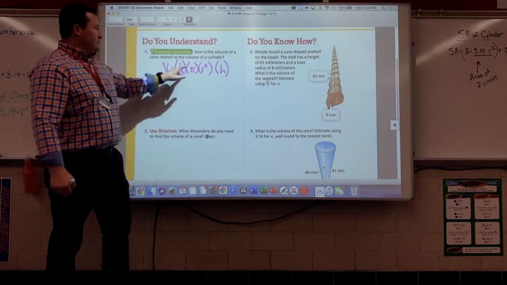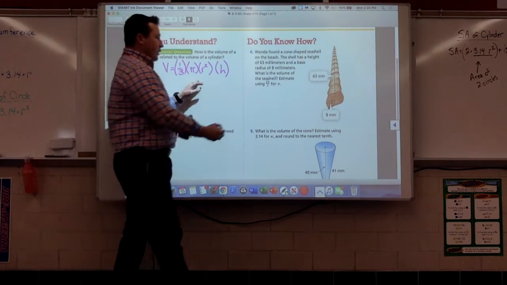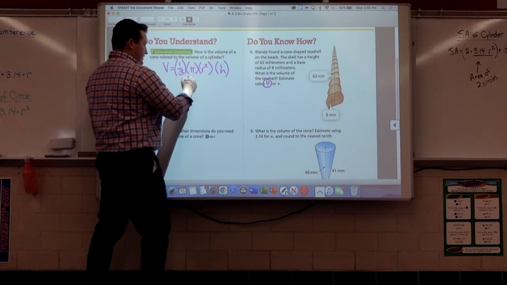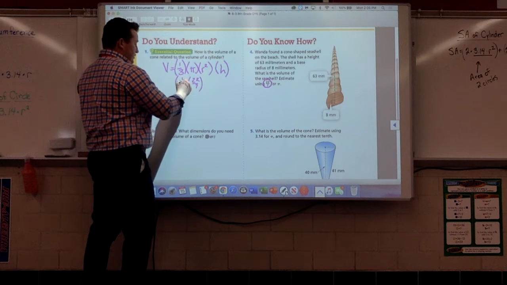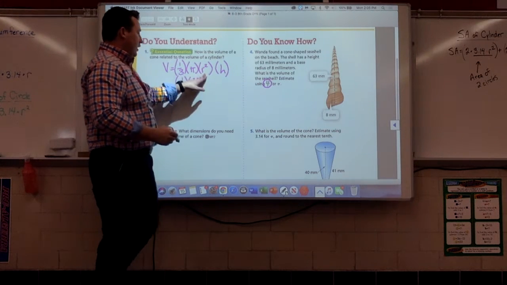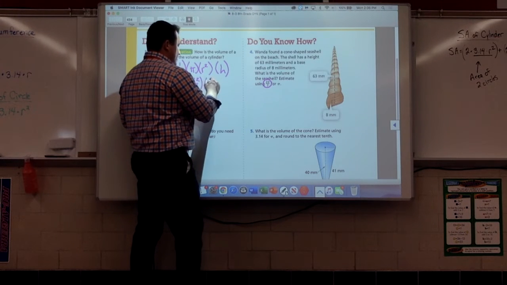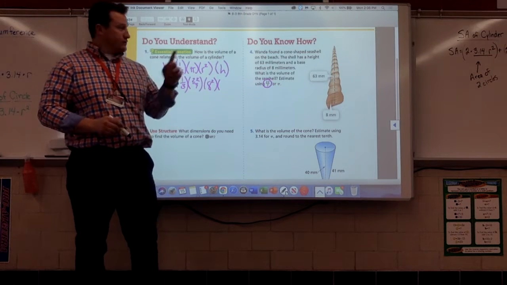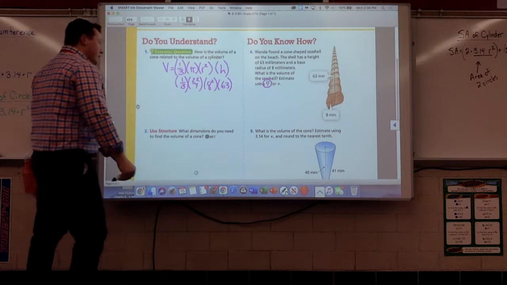Okay? 4 numbers. We're multiplying all of them together. They tell me to use 22/7 for pi, so this number turns into 22/7. 1/3 can just stay 1/3. R, what number am I using for R? Yep, we're using 8, so 8 squared. What number are we using for H? You guessed it, 63.